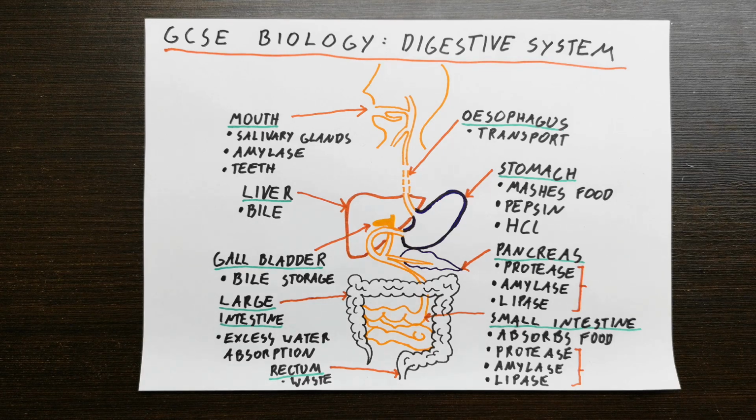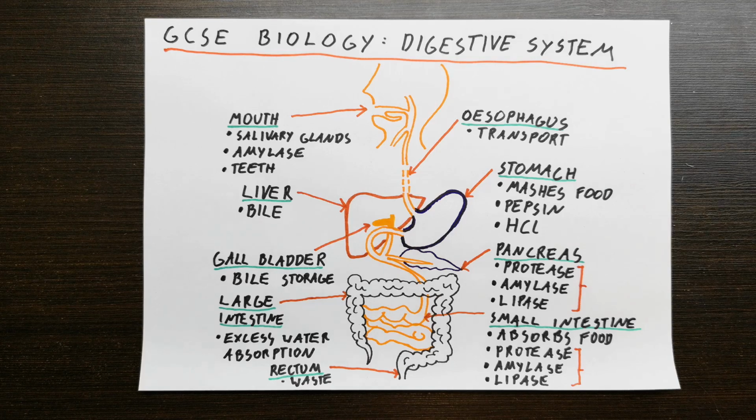Our mouth also has salivary glands, which release saliva. Saliva acts as a lubricant that allows us to push that food further down the digestive system. And also, saliva contains amylase, which is produced in the salivary glands. Amylase, as we discussed in a previous video, is an enzyme. It's a very important enzyme in breaking down carbohydrates.